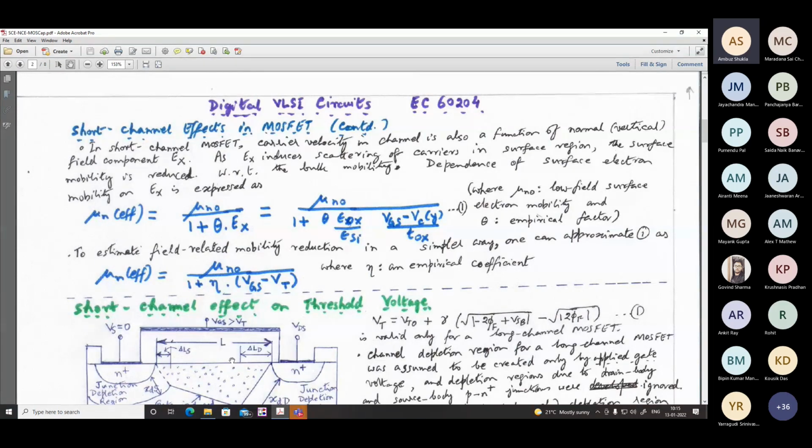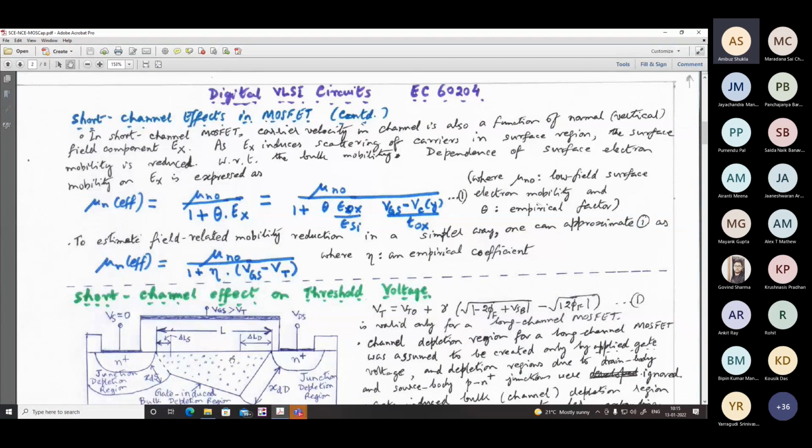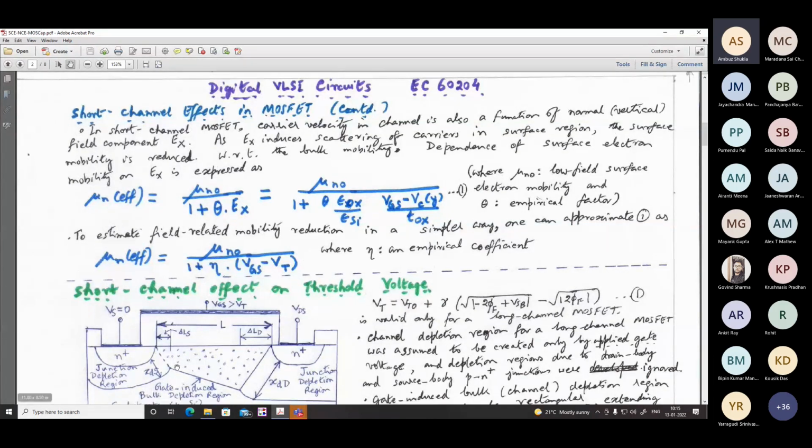So the dimensions should be made clear. The direction of EY is from right to left, and its magnitude will be VDS by L effective, and the vertical field is VGS divided by TOX, the oxide thickness.